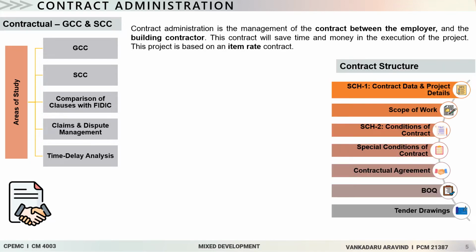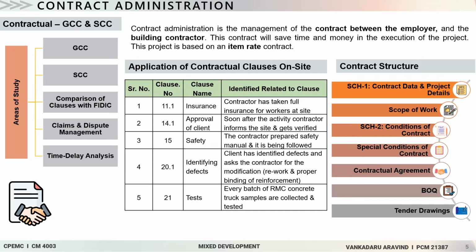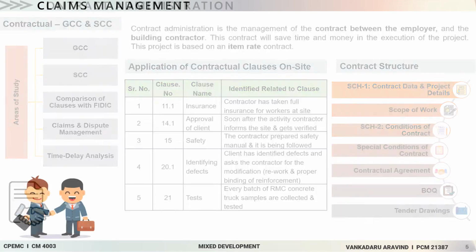The contract document of the client is bifurcated into two sections, Schedule 1 and Schedule 2. Under Schedule 1, the basic information is given, and under Schedule 2, all the details of the activities to be done, such as the BOQ and drawings of the tenders, are mentioned. In order to compare these clauses and how they are interlinked with the actual practices and applications on site, the applications of clauses are shown here in this table.